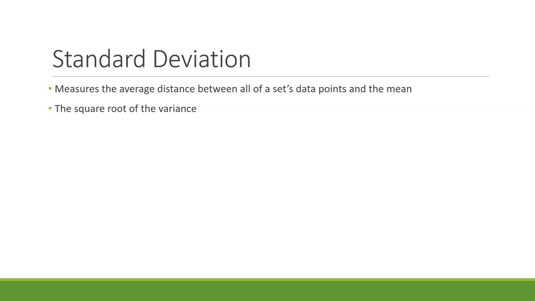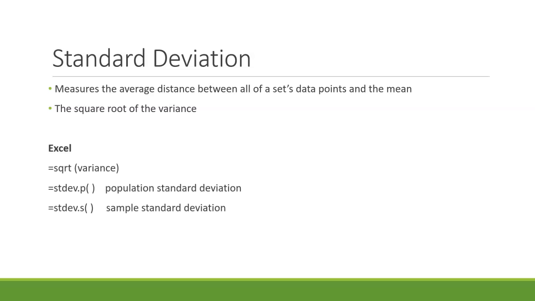Now, standard deviation, this measures the average distance between all of the set's data points and the mean. It is related to the variance. It's the square root of the variance. So that's why it sounds kind of similar. So, a couple different ways we can find this in Excel. If you already have the variance, just take the square root of it. So equals SQRT of the variance.